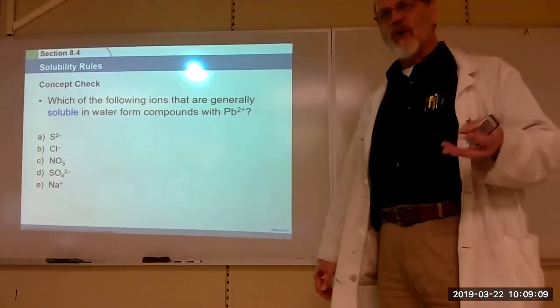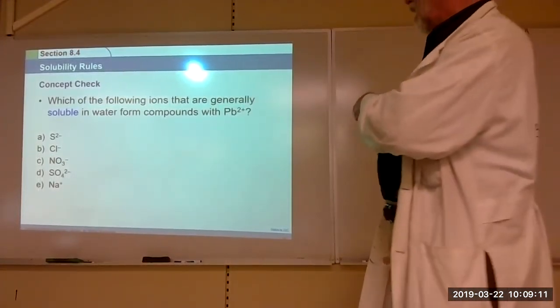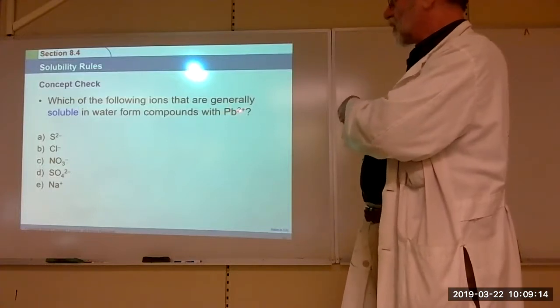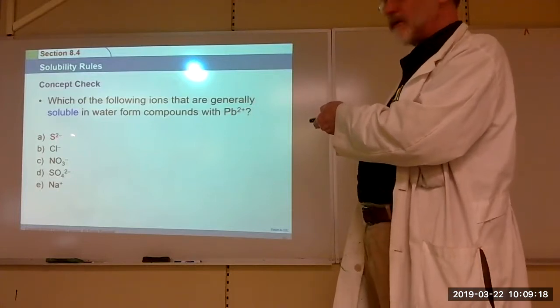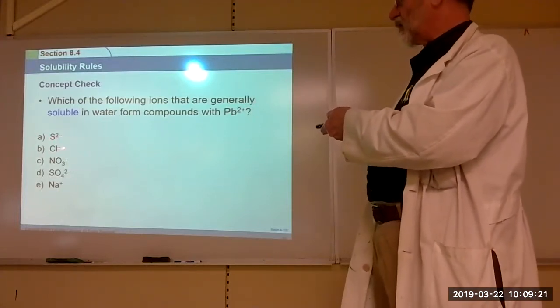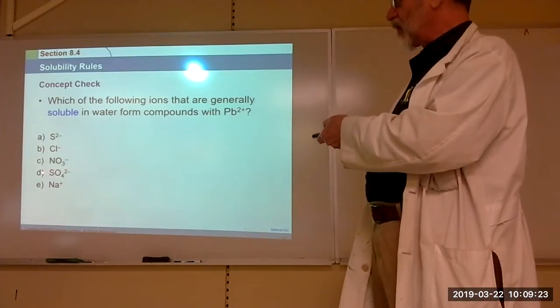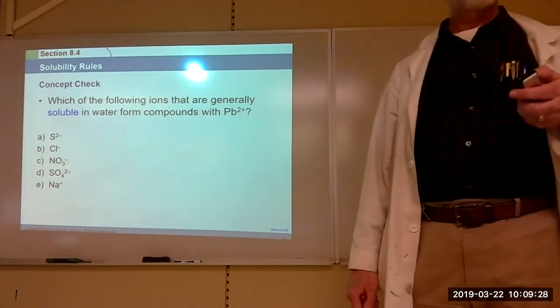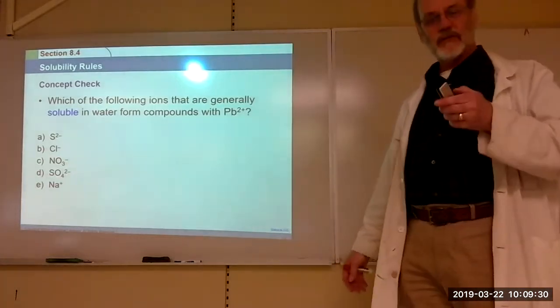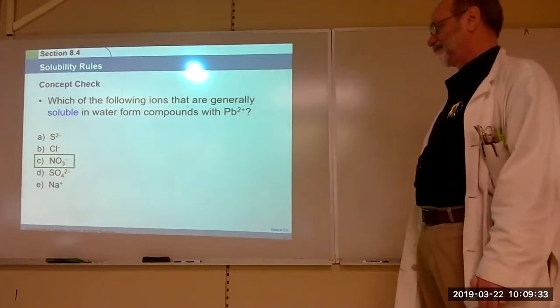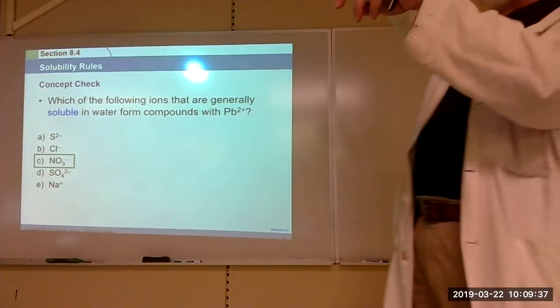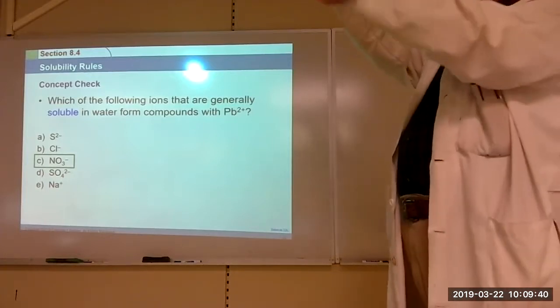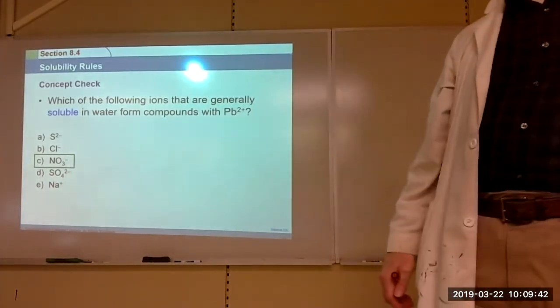Okay, so if you look at your chart, you find that lead 2+ forms an insoluble compound with sulfur, an insoluble compound with chloride, and an insoluble compound with sulfate. But it is soluble with nitrate, right? In fact, all nitrates are soluble. But you just have to look at that chart and follow the lead across each one of the ions and see whether the square is grayed out.